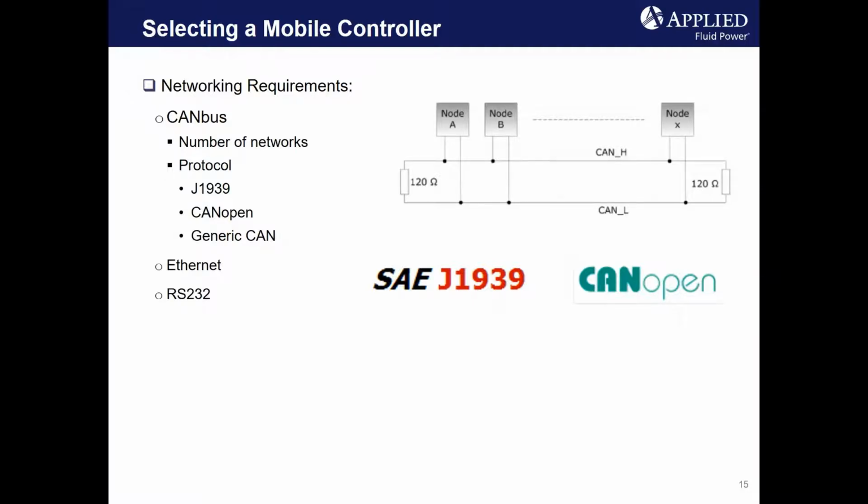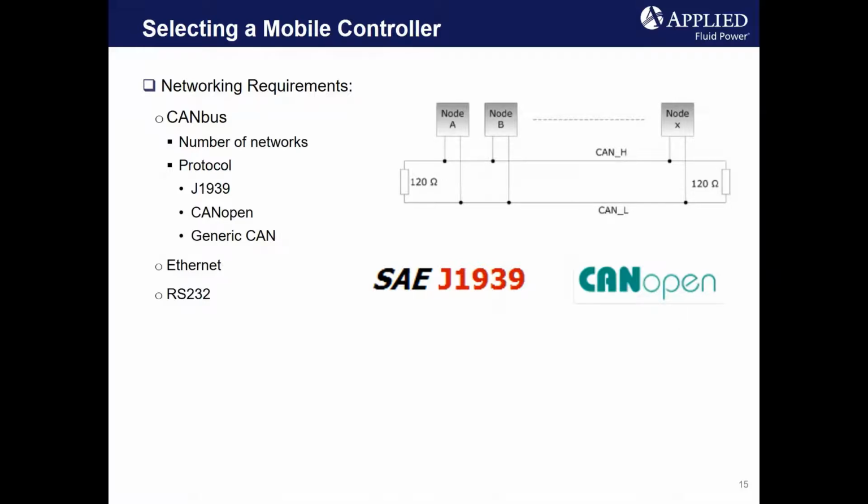The other thing, networking requirements, is a good thing to consider when selecting a mobile controller. You'll want to determine what type of communication you're using. Most applications call for some type of serial communication with other devices in the control system, especially if the control system has an HMI or display. CAN, or controller area network, is the most common of serial communications when it comes to mobile hydraulics and mobile controllers. You'll want to think about the quantity of CAN networks, and in addition to the quantity, you'll want to think about the protocol.